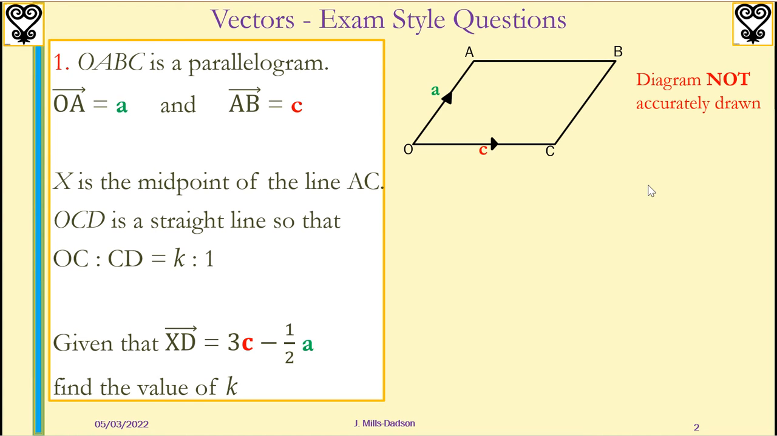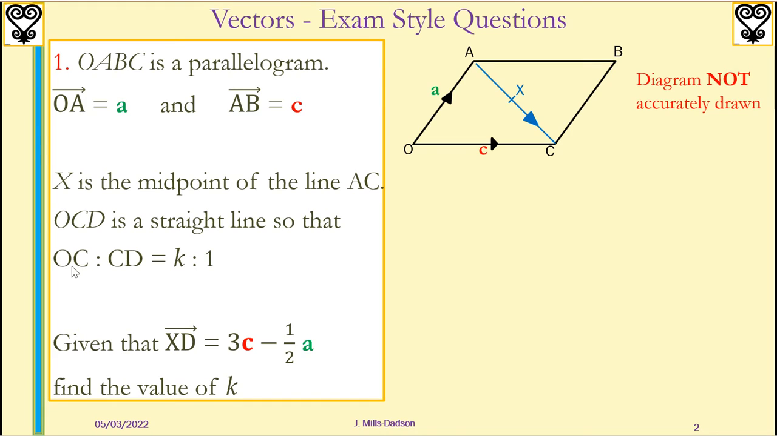Question 1. Parallelogram OABC. We have vector OA as A and vector AB as C. So we check the information, everything is there, arrows in the right direction. If not, we have to do it ourselves. X is midpoint of line AC. So that's our midpoint. Then OCD is a straight line.